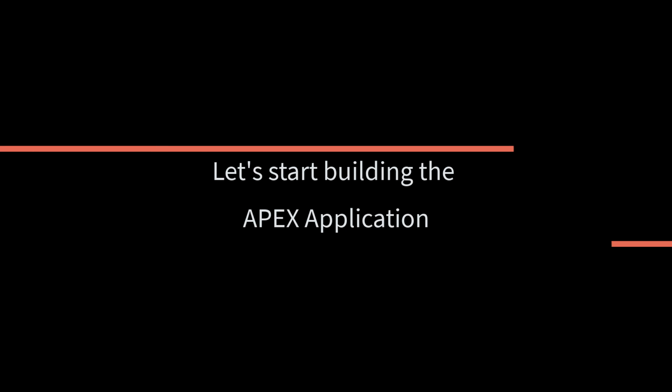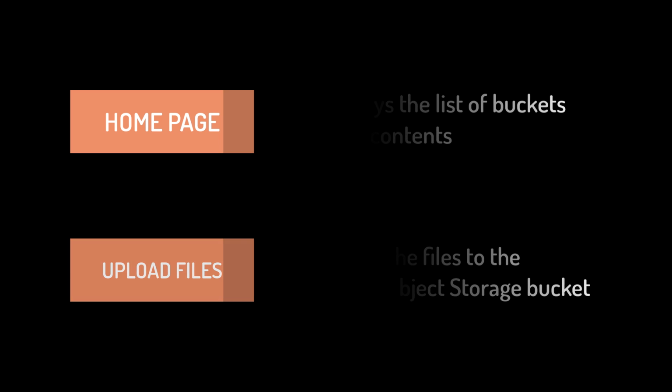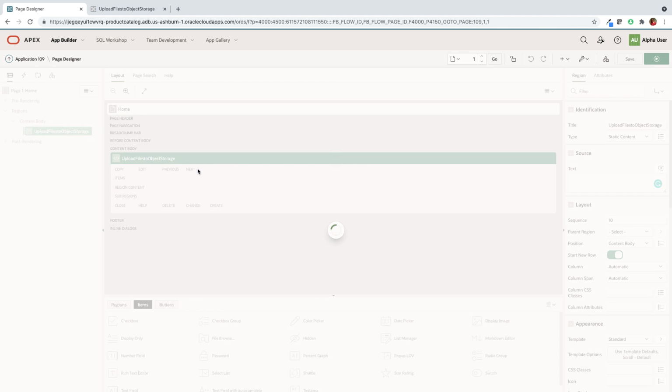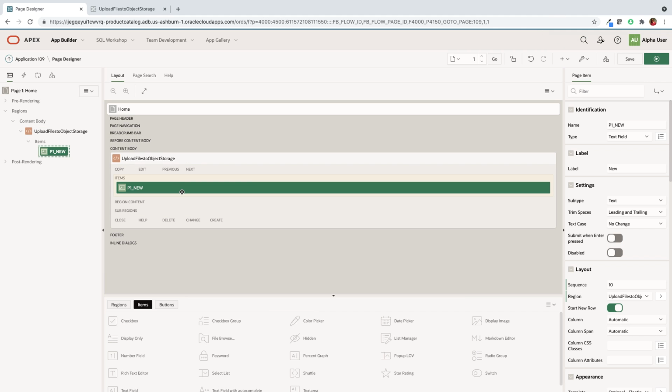Great. Let's start building the Apex application, which contains two pages. The first page is a home page, which displays the list of buckets and its contents, and the second page is where we are going to upload the file to the object storage. Go to the home page and add a page item. Give it a name and type as select list.